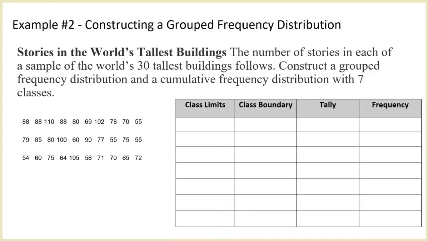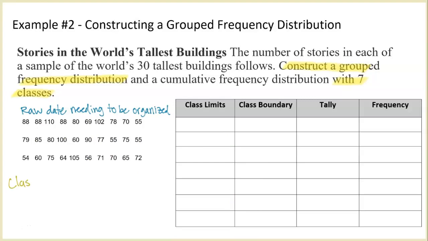In order to do that, we have to take this raw data that so far is unorganized, and we want to organize it in a way that all 30 of these values fit into one of the class limits we're going to construct. To construct the class limits based on the 7 classes, we need to find something called the class width. That class width is going to help us determine which of these values are going to be placed into these class limits.